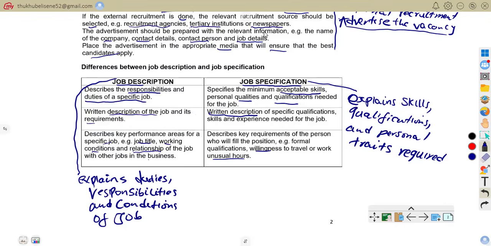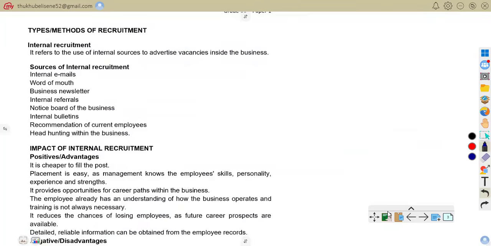So let us move on to types or methods of recruitment.